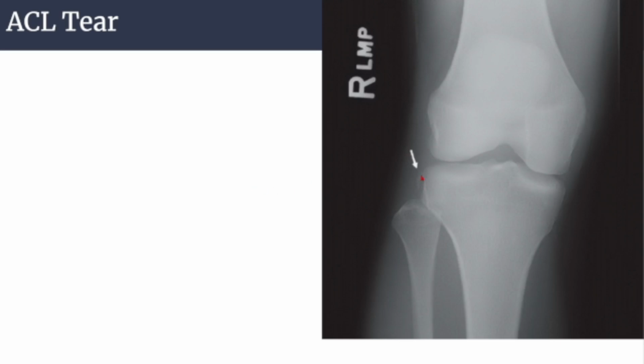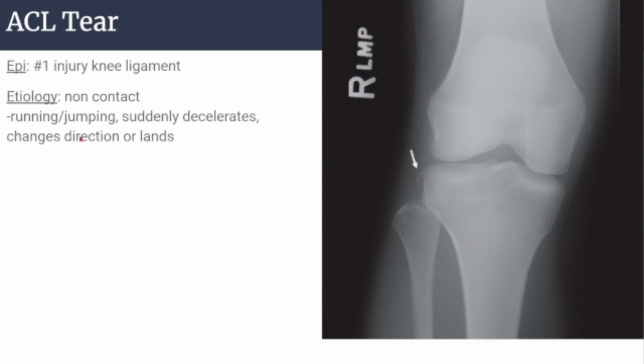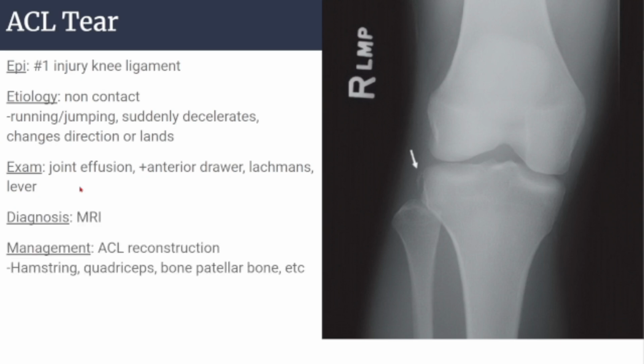Here is the so-called Segond fracture. Okay, this is associated with ACL tears. Anterolateral ligament here that runs with the ACL plucks that little piece of bone off. Typically, this is going to be a non-contact, sudden deceleration or changing direction type injury. Almost universally, there's a joint effusion unless it's subacute or chronic. The positive anterior drawer test, Lachman's test, Lever sign.